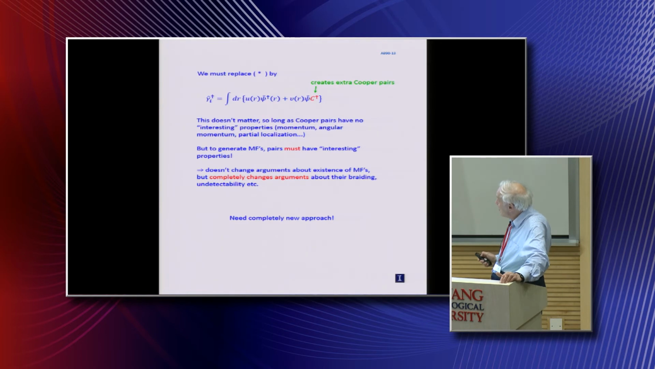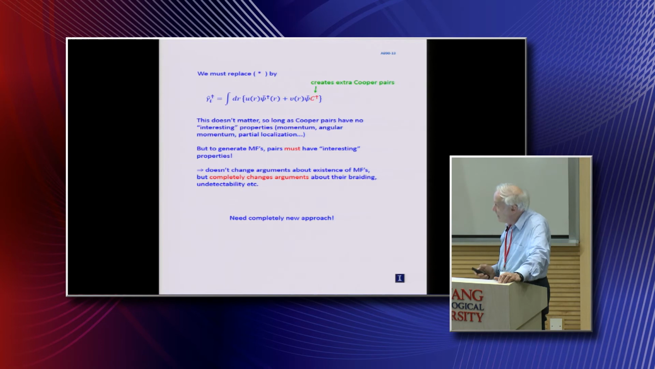Problem is that to generate Majorana fermions, the pairs must have interesting properties. In particular, they must have at least apparently an intrinsic angular momentum. And this really totally changes the situation. It doesn't change, at least to my knowledge, the arguments about the existence of Majorana fermions. They still exist. But it does, I believe, completely change arguments about their braiding, their undetectability, and so forth. And this is what my student, Yuzhou Lin, and I've been looking at for the last couple of years or so.